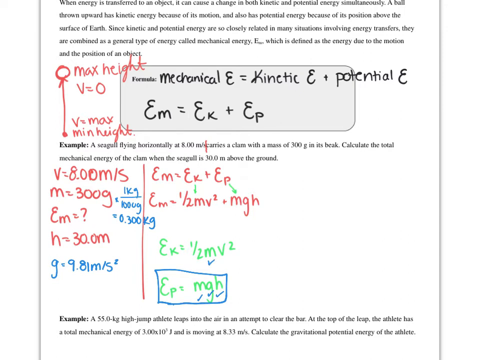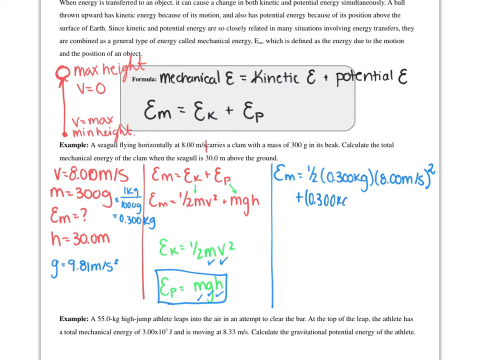Looking at EK, we also have mass in kilograms, so we're good. And we have the speed in meters per second. So we are able to completely calculate the right-hand side of our equation here, just subbing in the information we have to calculate the total mechanical energy. All right, so EM is equal to 1/2 the mass in kilograms times the speed in meters per second, and we're going to square that value. We're also going to add to that our potential energy. So the mass, 0.300 kilograms, multiplied by gravity and height.